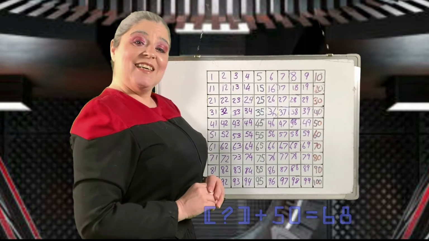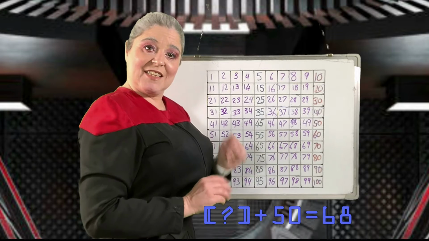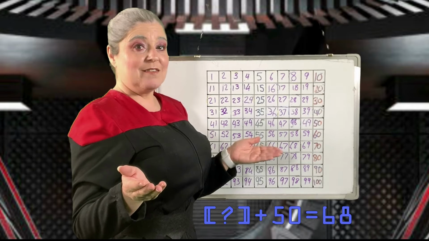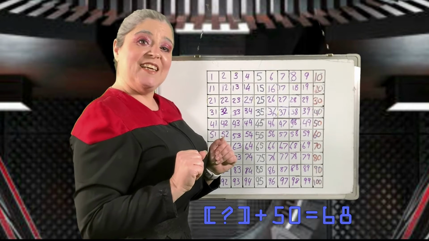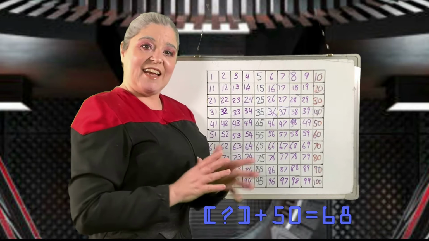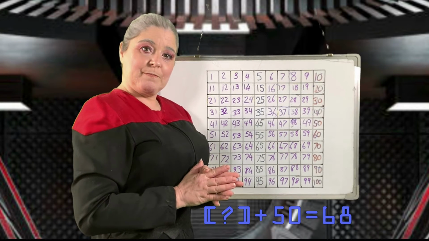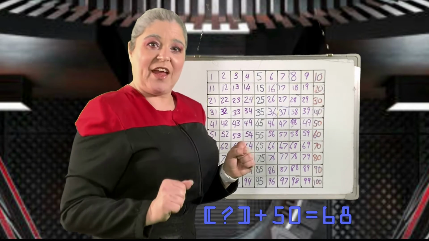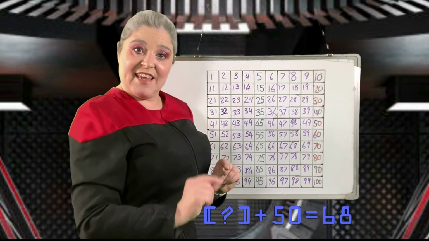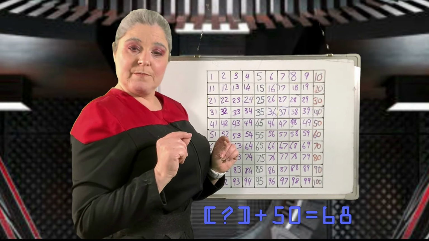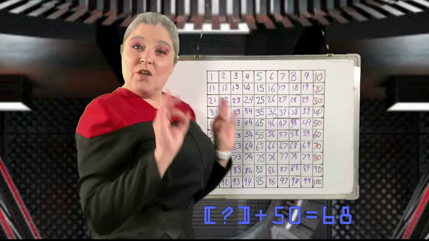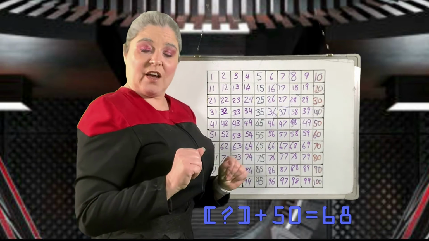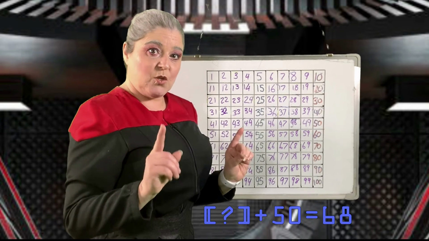Now, take a look at this sum. Something plus 50 is 68. What do you think is the best way to work out this sum? No, we're not going to mark 50 and 68 on our number squares. We don't need to.